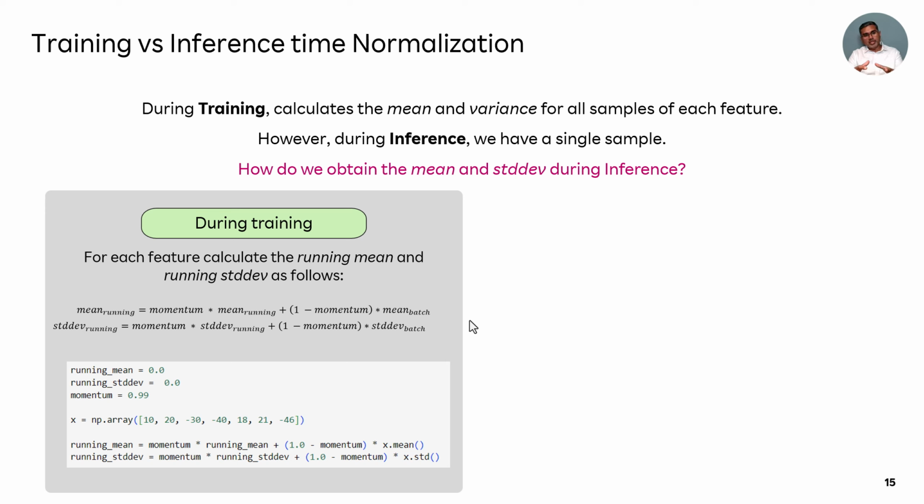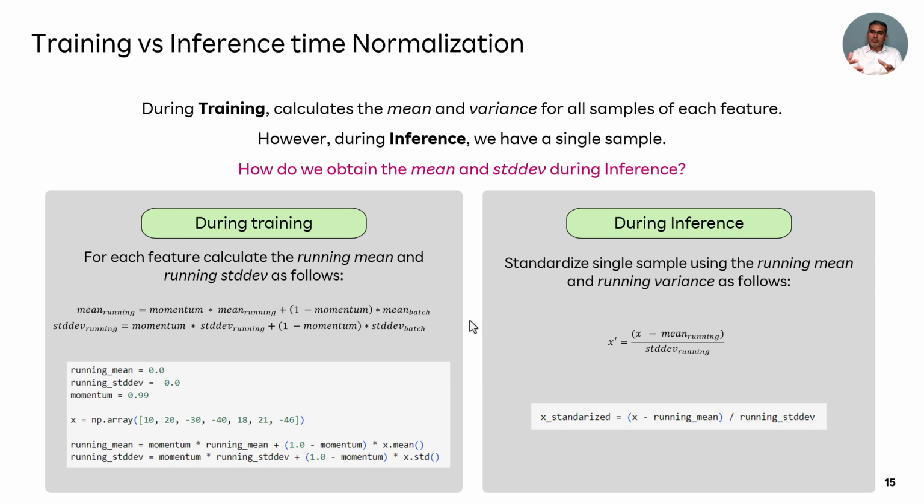What you do during training is keep a running average of your series as well as the running standard deviation of your series. I show you the formula here. And then during inference, you use these two values, the running mean and the running standard deviation of your entire series that you obtained during training. You then apply that to create the standardized or normalized values of even a single data point, which can be used during inference.